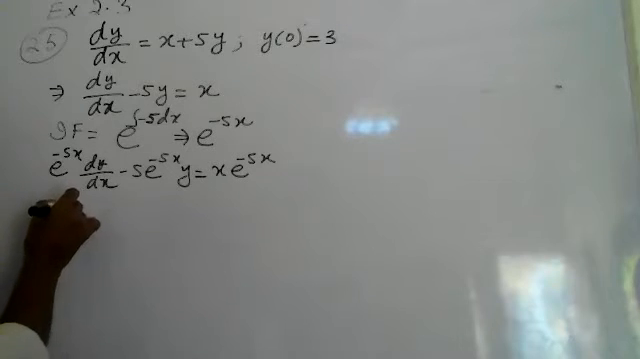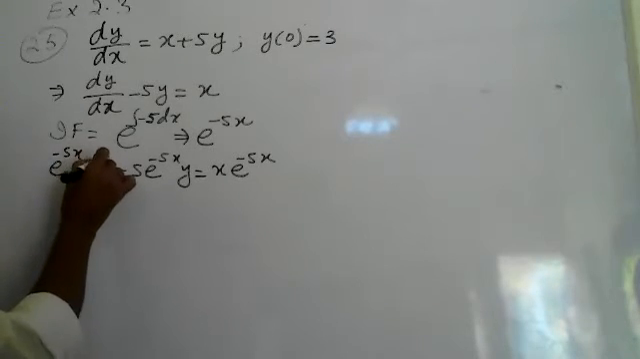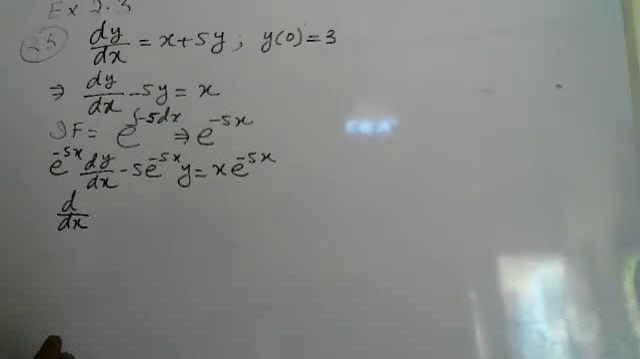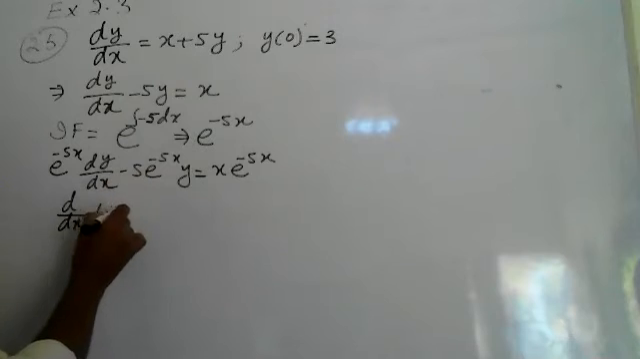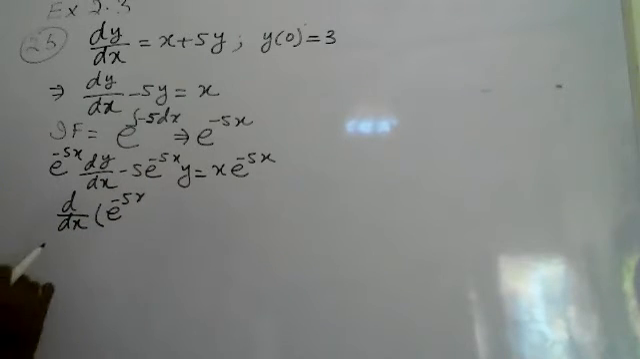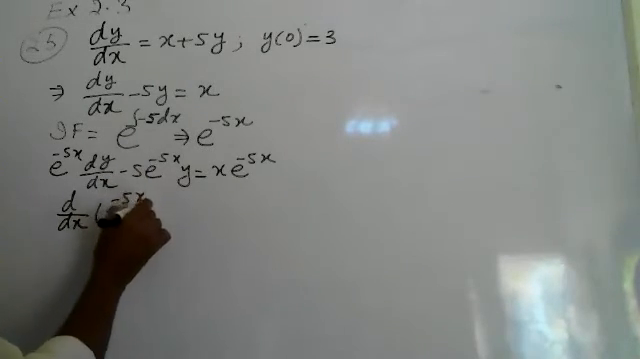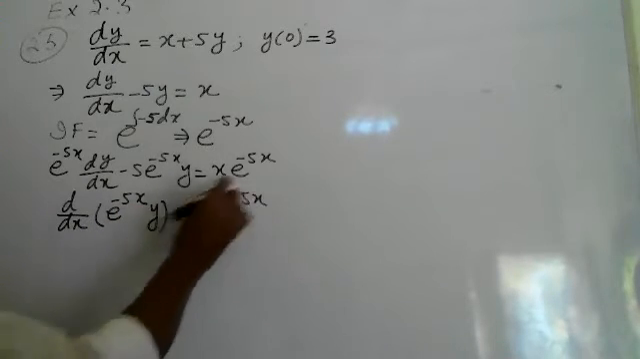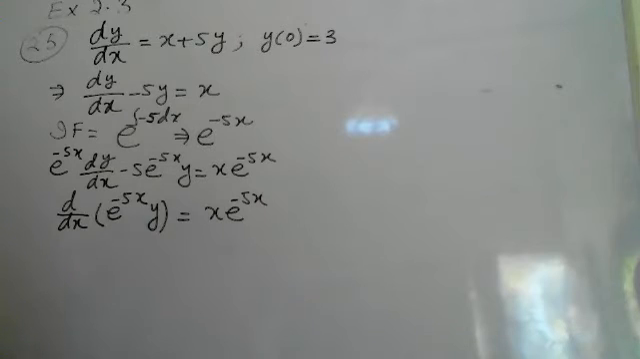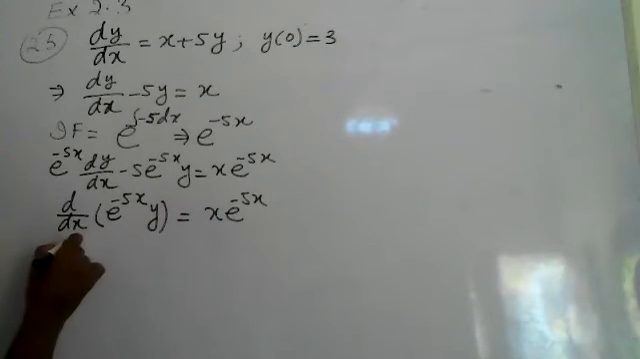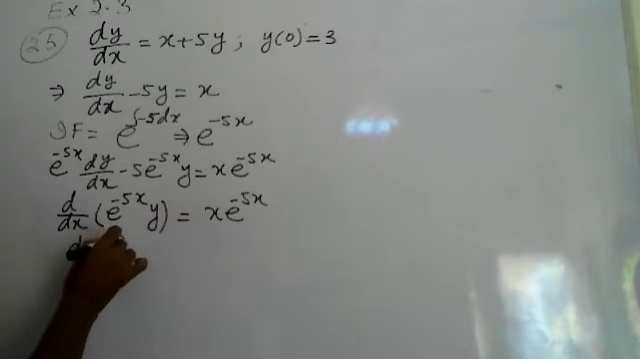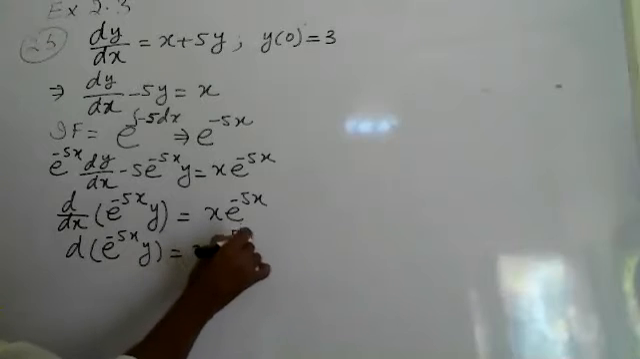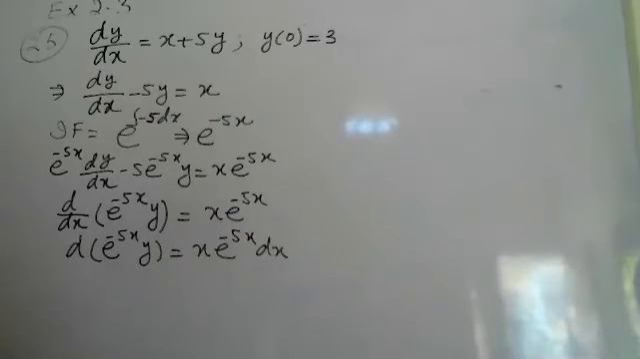So that is the derivative with respect to x of the integrating factor e raised to power minus 5x into y, is equal to x e raised to power minus 5x. Multiply by dx: derivative of e raised to power minus 5x y is equal to x e raised to power minus 5x into dx. Integrate.